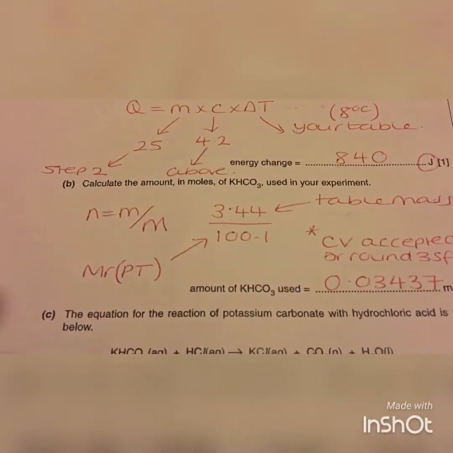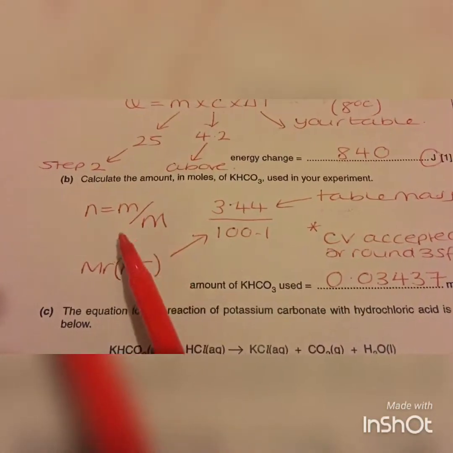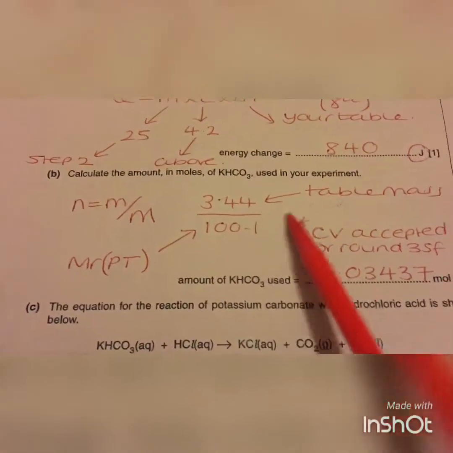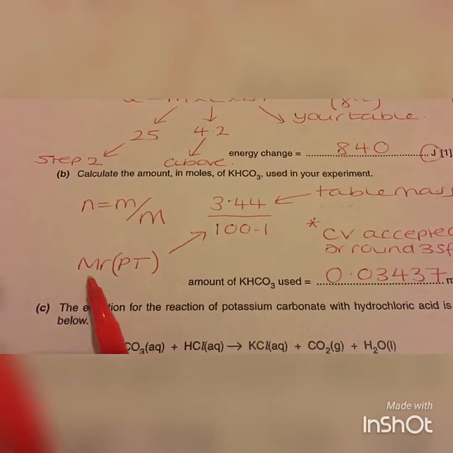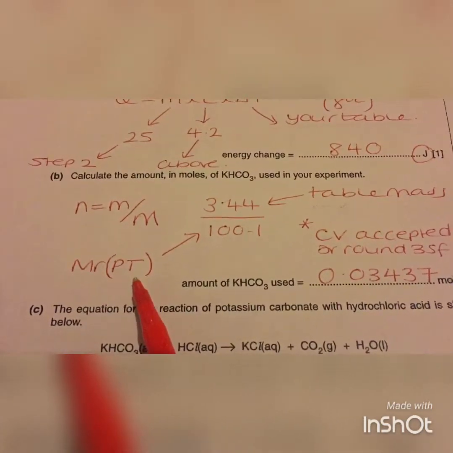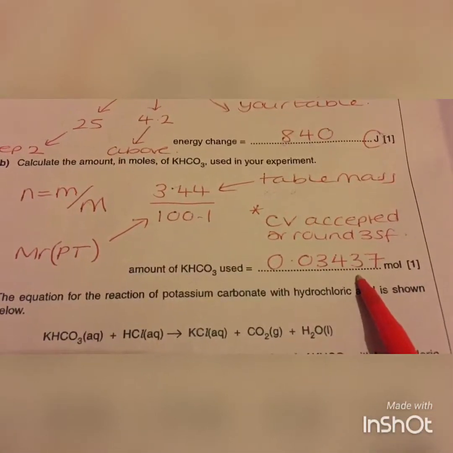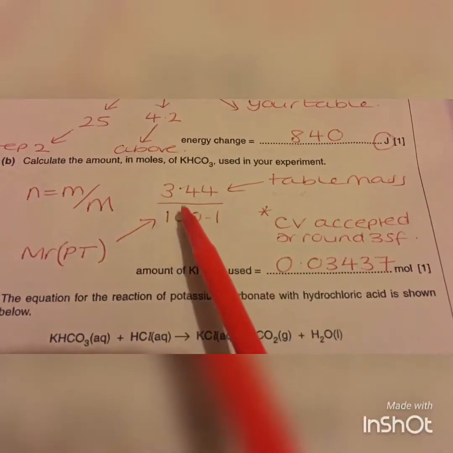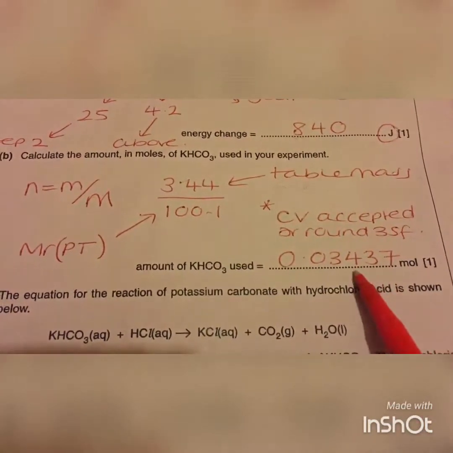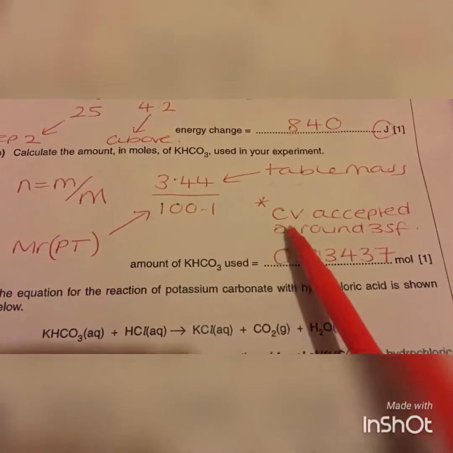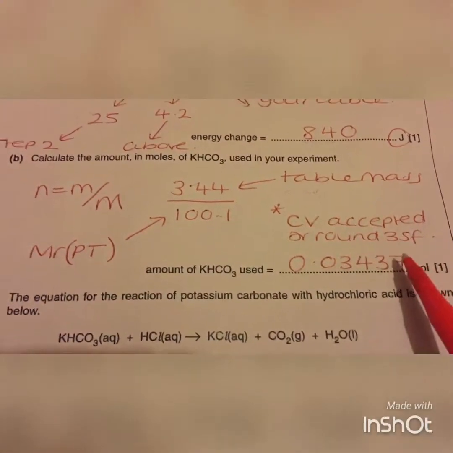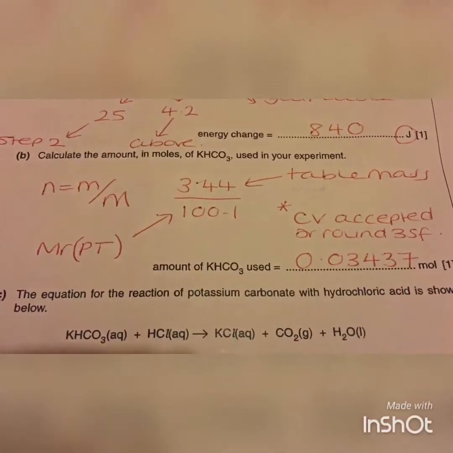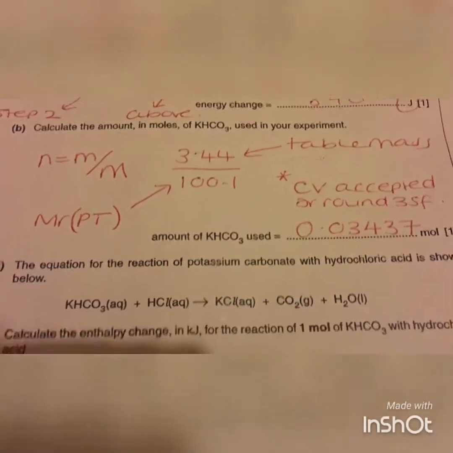Calculating the amount in moles that we've used in our experiment using n equals m over M. 3.44, this is our mass, which we've got from our table. 100.1, this is our molecular mass, which we get from the periodic table. And then we've got our answer here, which for my particular mass used is this, but it will be slightly different for yours. A calculator value is accepted, or it can be rounded to 3 significant figures. Both are acceptable, as the question doesn't mention anything about decimal places or significant figures.